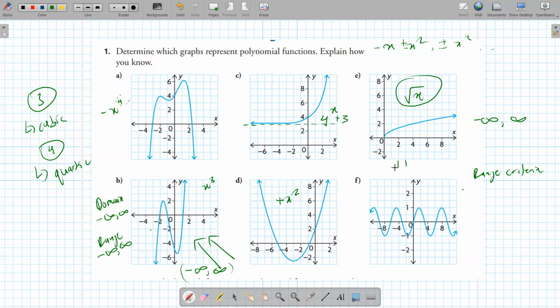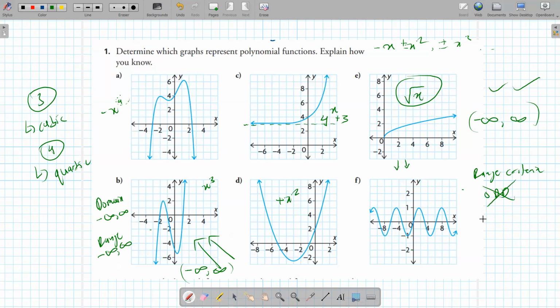This f here, x is for domain. Yes, it fits the domain criteria. But if you look at the range criteria, for an odd function, it's going to be from negative infinity to positive infinity. And this is not even close to that, right? It kind of stops. It's never even -2. So it's definitely not odd.